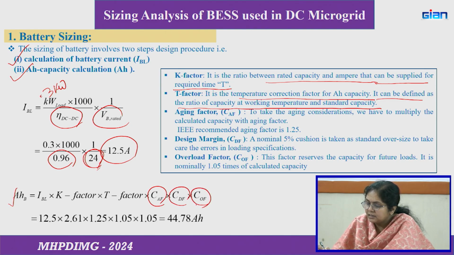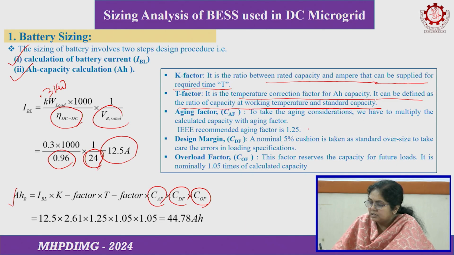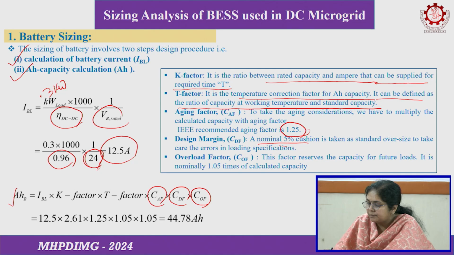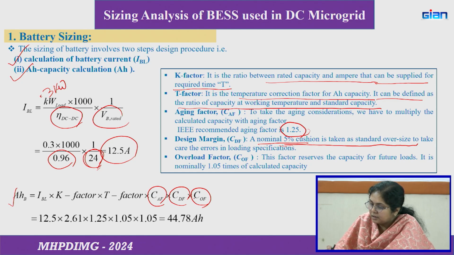The aging factor is to be taken into consideration. As per the IEEE standard, it is multiplied by 1.25 times, considering the aging, so we are taking 25% extra. For the design margin, normally we take 5% extra as a cushion, so we are taking an oversize of 5%. So it is multiplied by 1.05, and similarly it can be overloaded by another 5%, so further it is multiplied by 1.05. The current we have calculated is 12.5.